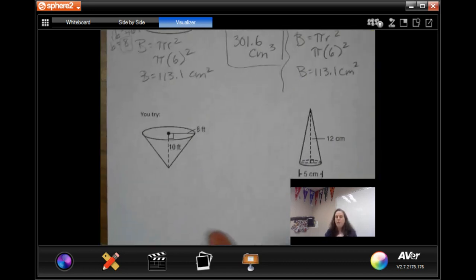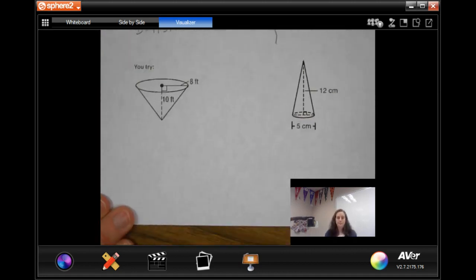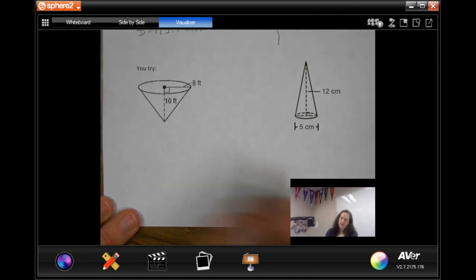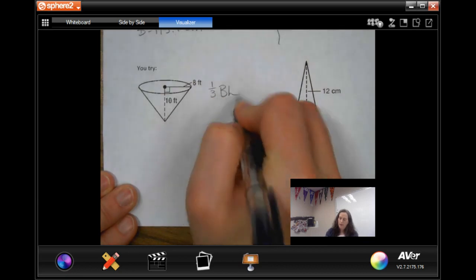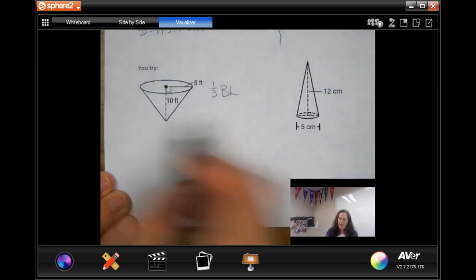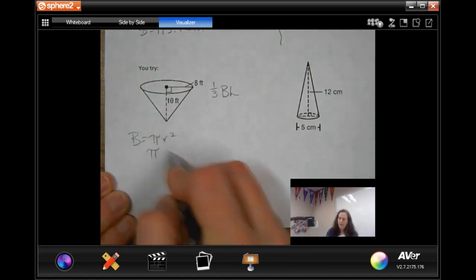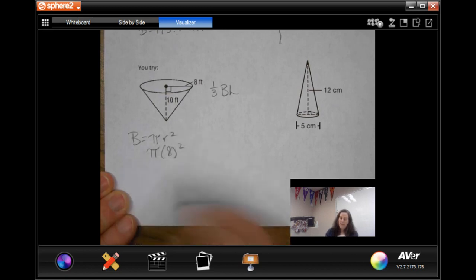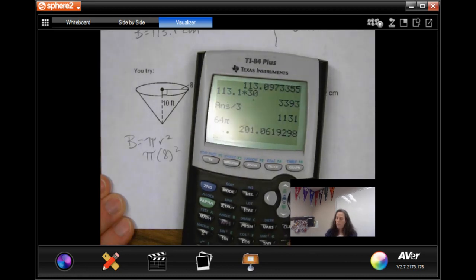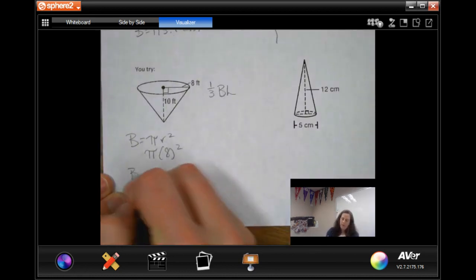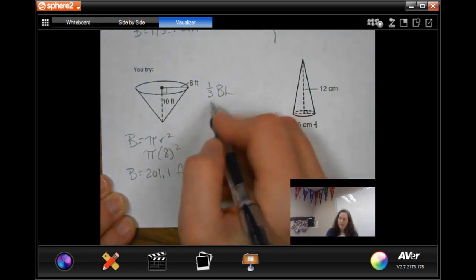All right, you guys have 2 to try. Pause your video. Take a second, try those, and then come back. All right, let's look. This guy is upside down. Wonder if that will make it any harder to figure this out. That's our formula to find the area of the base, pi r squared. So 8 squared, 64 pi, 201.1 feet squared.